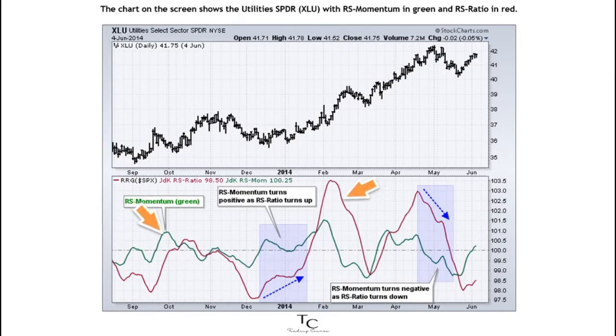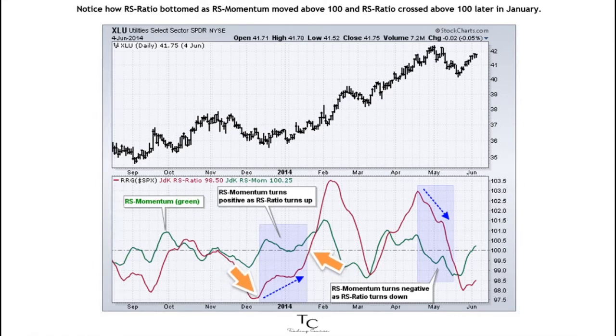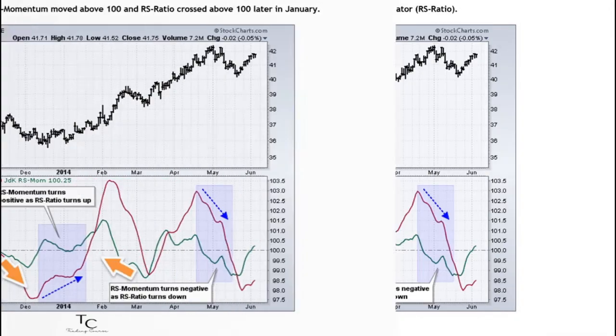The chart on the screen shows the utilities SPDR, XLU, with RS momentum in green and RS ratio in red. RS momentum crossed above 100 in mid-December and held mostly above 100 for 4 weeks. Notice how RS ratio bottomed as RS momentum moved above 100 and RS ratio crossed above 100 later in January.